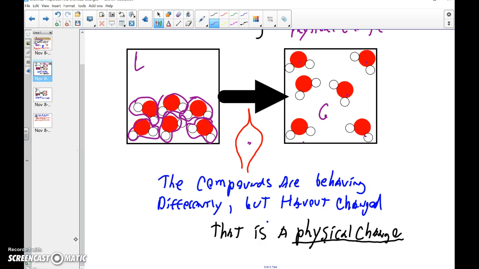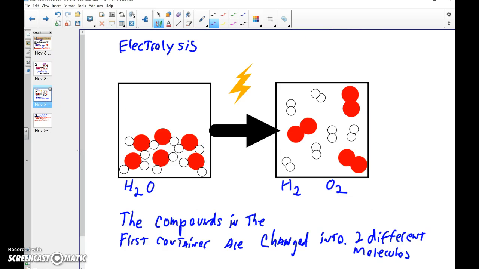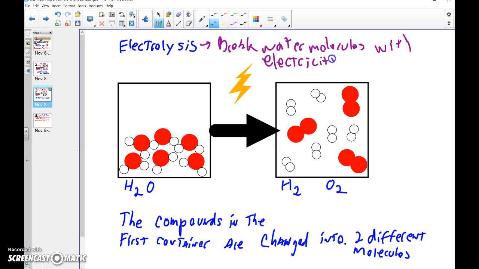So what's happening is when things are undergoing a physical change, the compounds behave differently, but they're still the same compounds. Okay? Now, to compare that with a chemical change, this is actually something called electrolysis, which is when you break water molecules with electricity. Okay? So what happens is, here you'll notice I have those same 6 water molecules. And this time I'm giving electricity to the system.